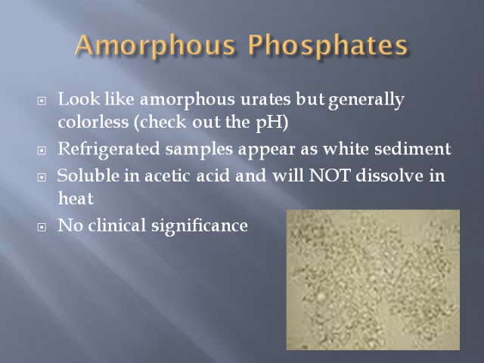Okay, amorphous phosphates. They look like amorphous urates, but they are usually colorless. And if you need to know the difference because perhaps it wasn't a refrigerated sample, check out the pH. Refrigerated samples will appear as white sediment, whereas the amorphous urates, remember, appear as a pink sediment. These are soluble in acetic acid, but they will not dissolve with heat. They have absolutely no clinical significance whatsoever.